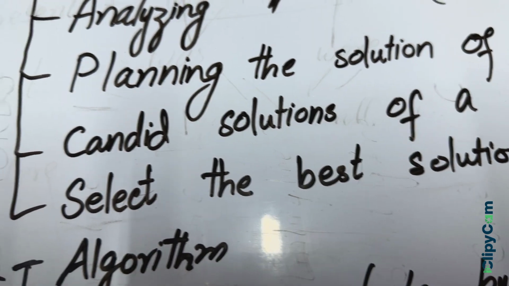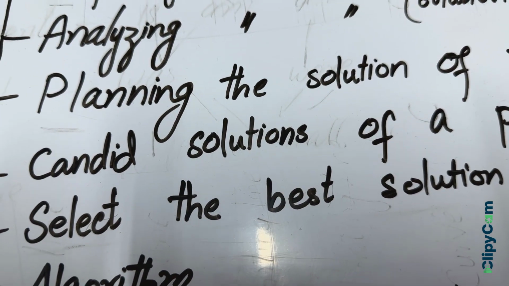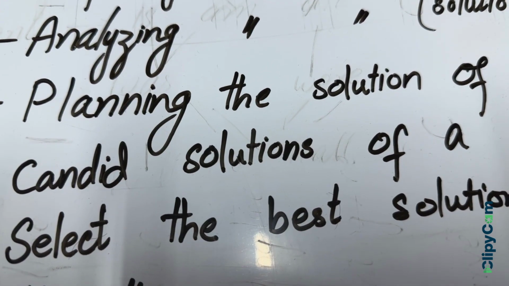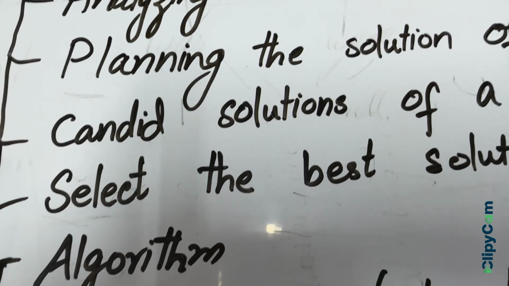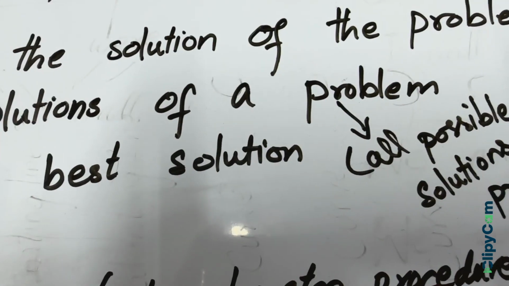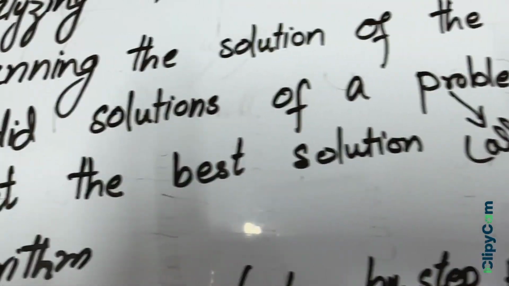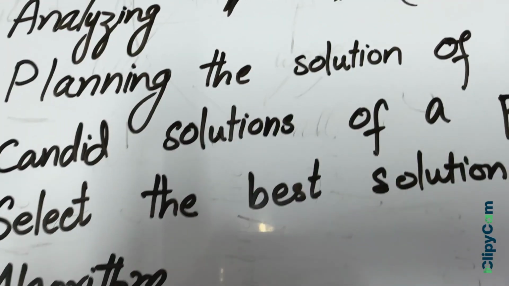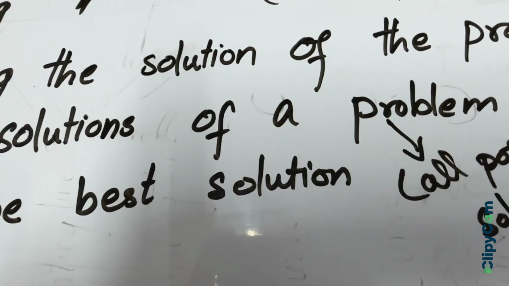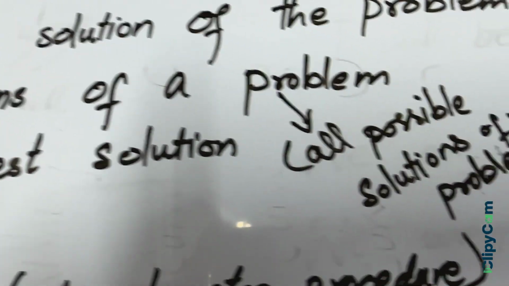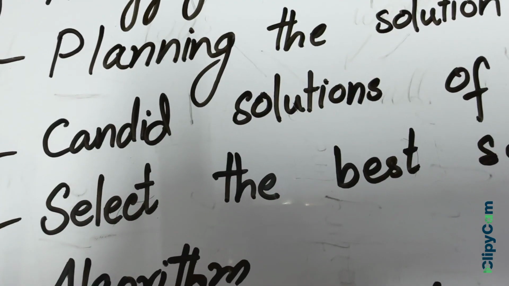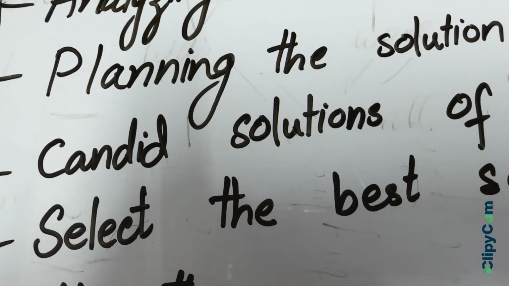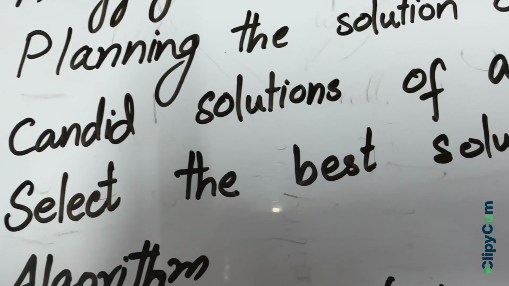Next, after planning the solution, we divide the solution into steps and arrange them in proper order. Next is the candidate solutions of the problem, right? All the possible solutions which give the correct result are known as candidate solutions of the problem, right?